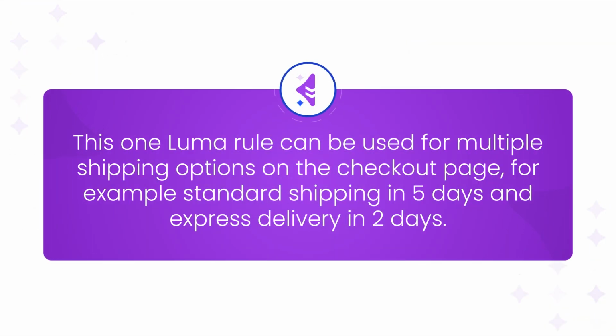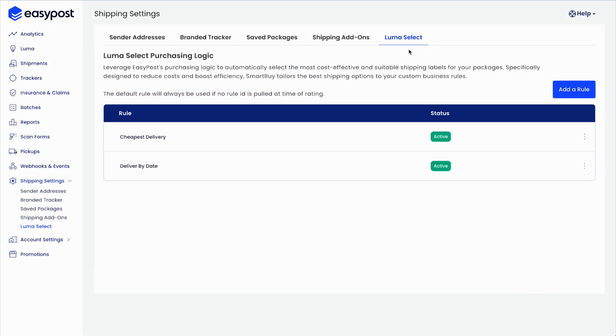This one Luma rule can be used for multiple shipping options on the checkout page. For example, standard shipping in 5 days and express delivery in 2 days. Both of these can be rate shopped within this one rule. If these rules are not enough, you can add your own.